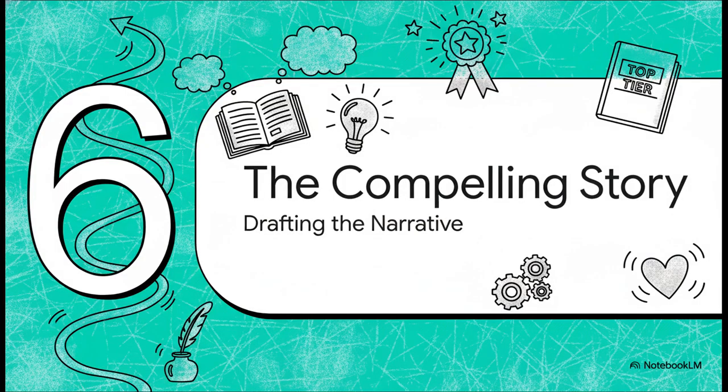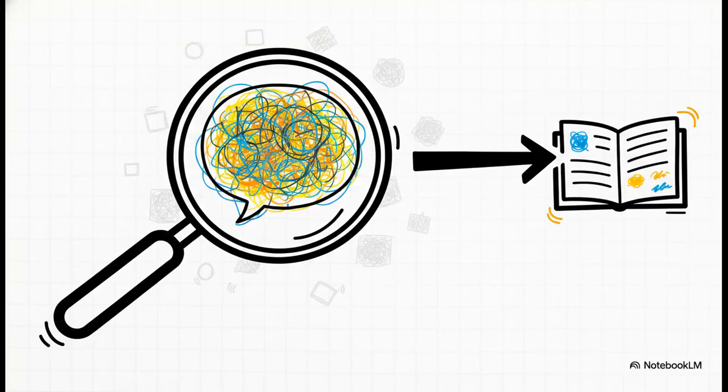Section 6. Writing the compelling story. Drafting the final narrative. Because here's the thing. Having a rigorous analysis is only half the battle. You need to present it in an intellectually and emotionally compelling narrative if you want to land in a top-tier journal. When writing your findings, the authors recommend using a magnifying glass strategy.